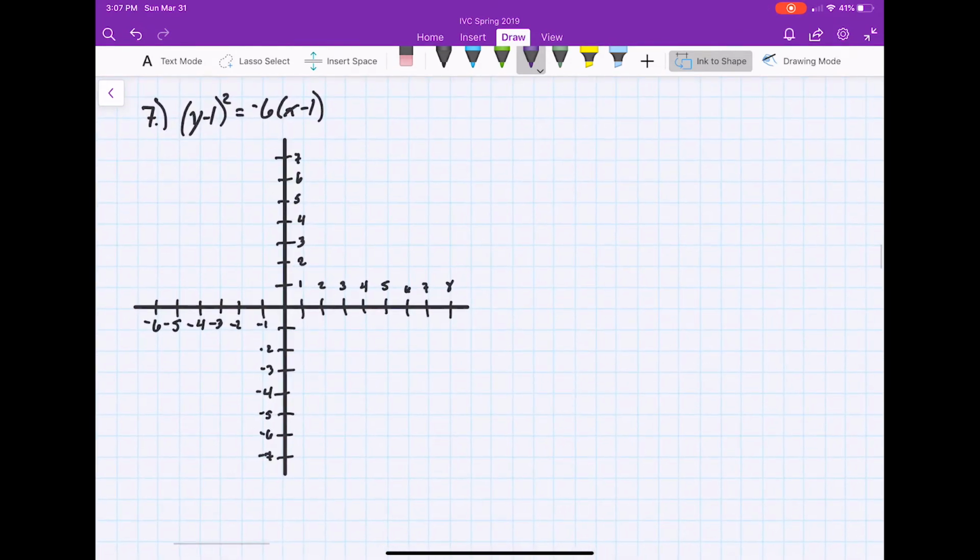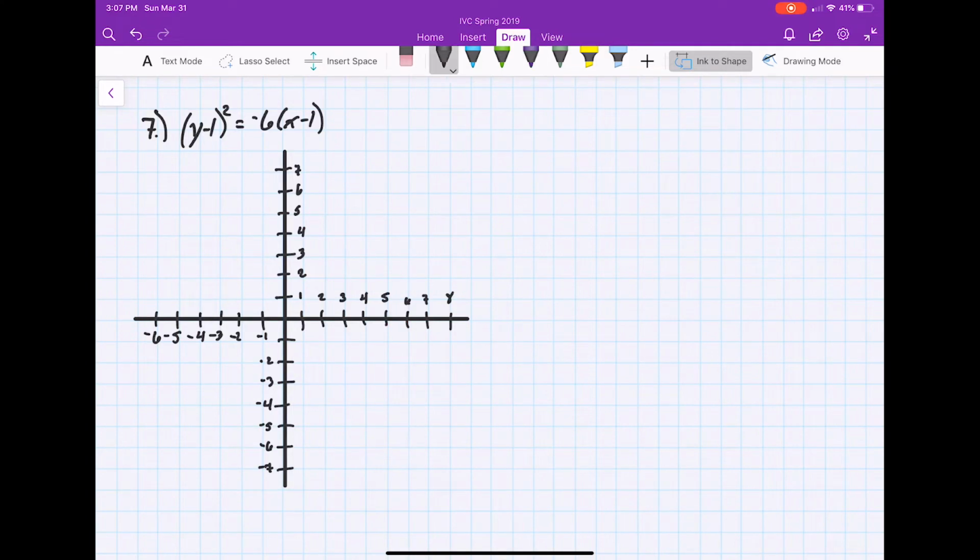Number 7, we have, again, a y on the left and x on the right, so we need to make sure we pay attention to that. This means our parabola is laying over on its side, but it opens to the left because we have a -6. Remember that. We're looking for our vertex, focus, and directrix here. And this one's pretty easy. We don't have to do any weird factoring or anything, so we get (1, 1) for our vertex. We'll put our vertex here, (1, 1).